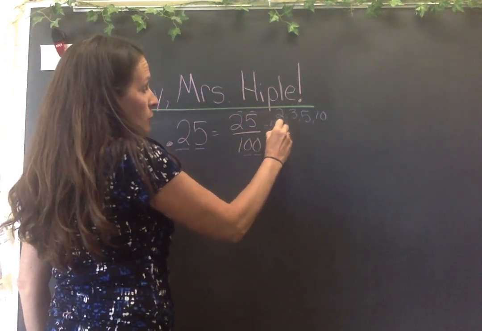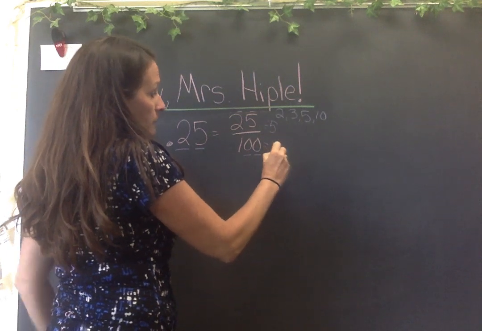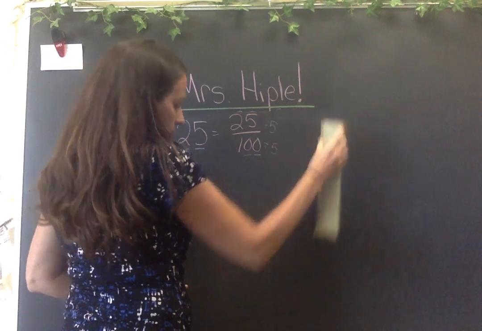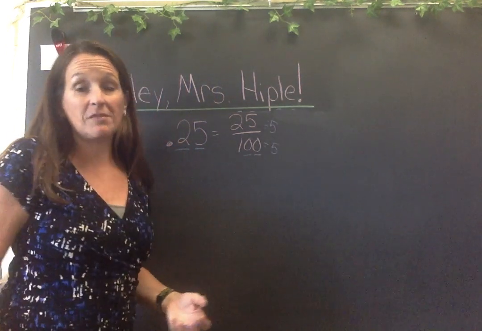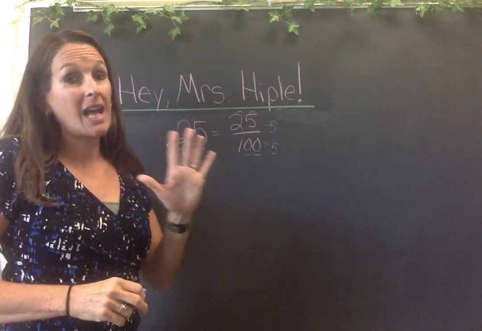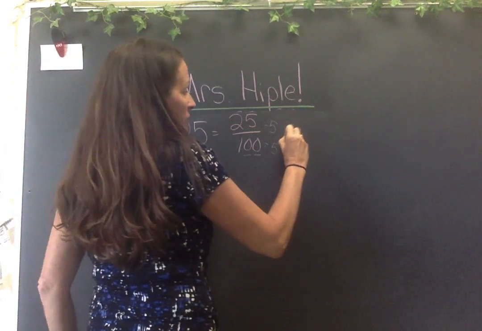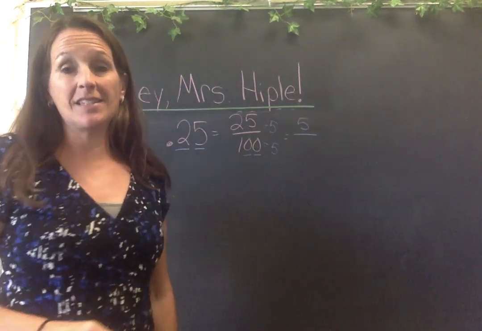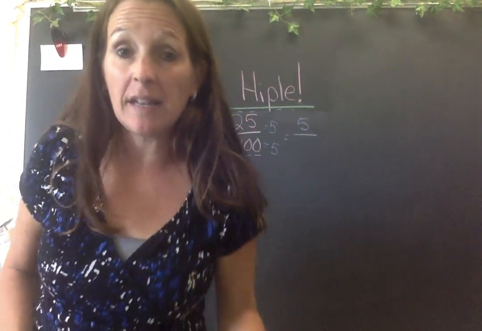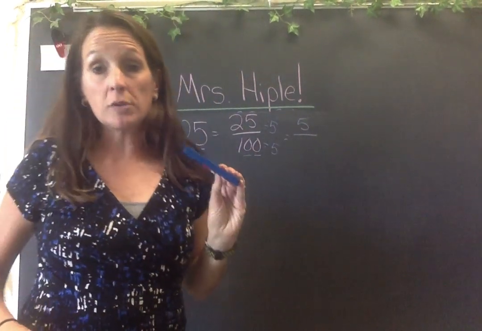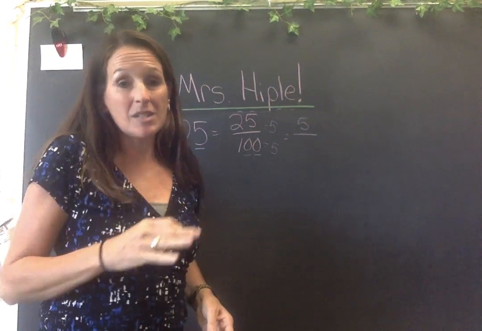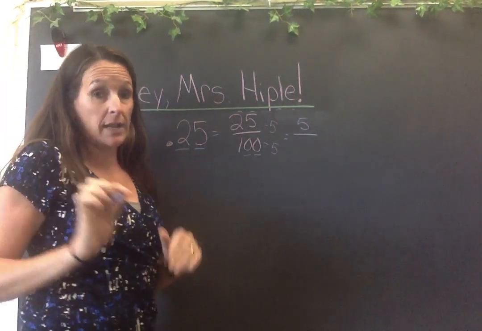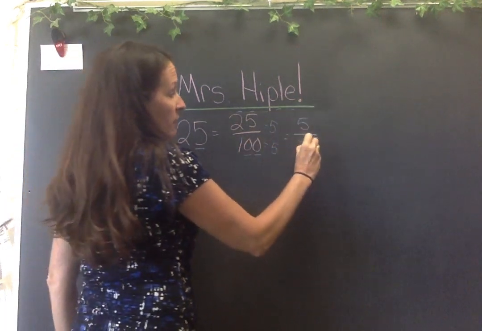Remember, whatever I do on the top, I do on the bottom. I'm going to erase these little numbers here. They're in our way. What's 25 divided by 5? 25 divided by 5 is 5. 100 divided by 5 is 20. Now, if you need to use a calculator, use a calculator. We're not testing whether you can do the math right now. We're testing whether you can convert. It's okay to use a calculator. So 100 divided by 5 is 20.